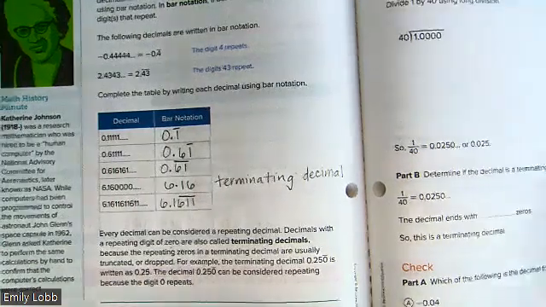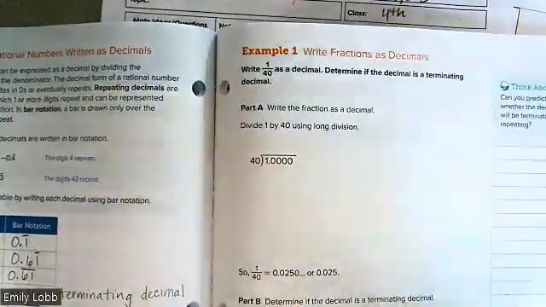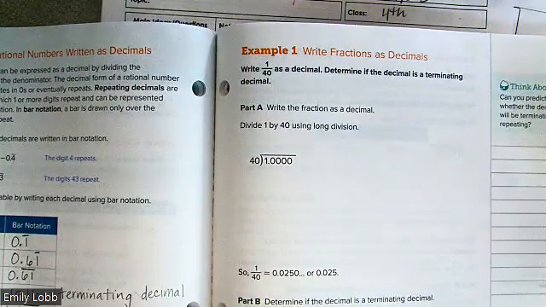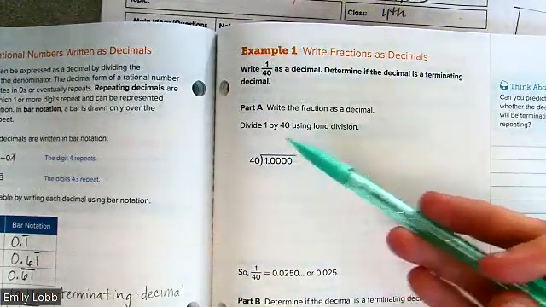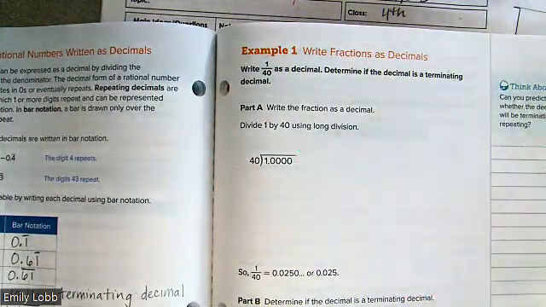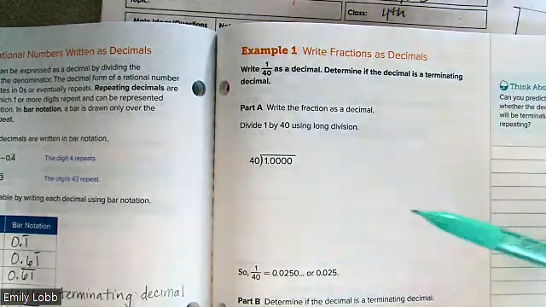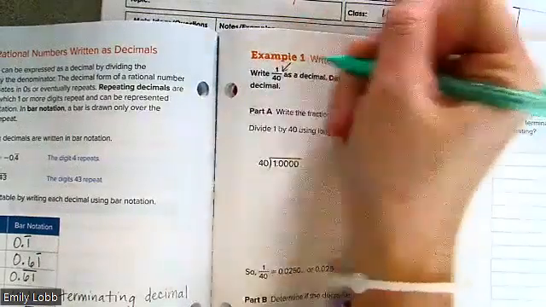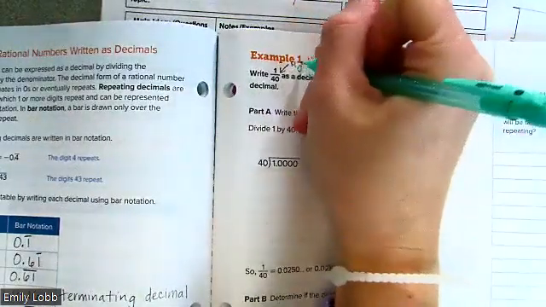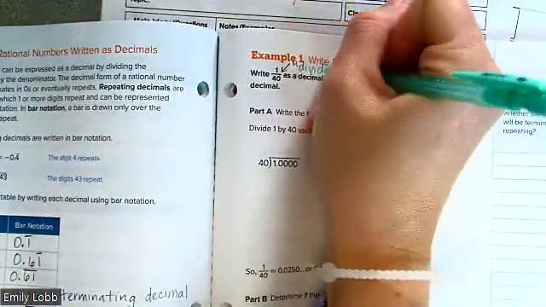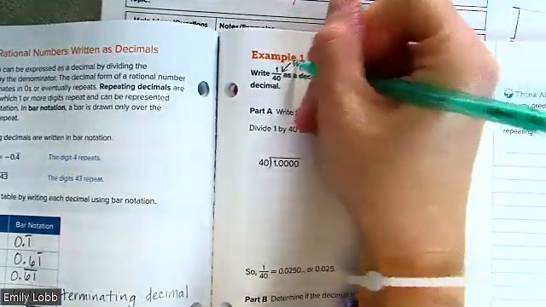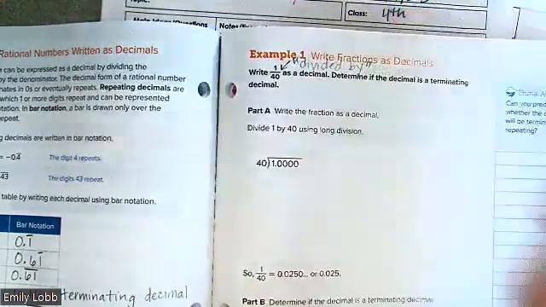Write 1/40th as a decimal. Determine if the decimal is a terminating decimal. So we're going to divide 1 by 40 using long division. Why? Well, what does that fraction bar mean? Division. Divided by. That fraction bar means divided by. So as you get older, you are going to be showing division with a fraction bar.